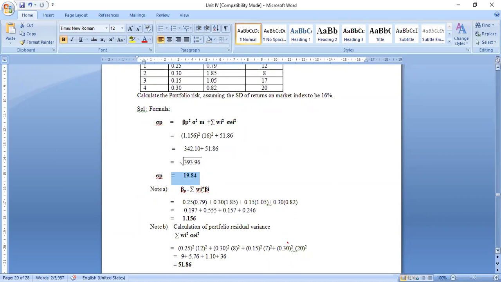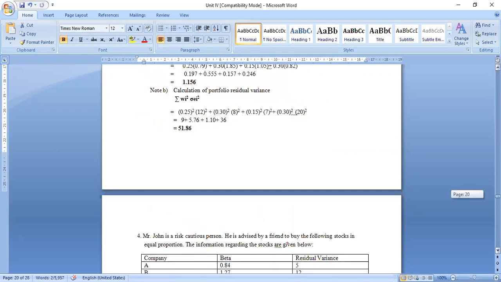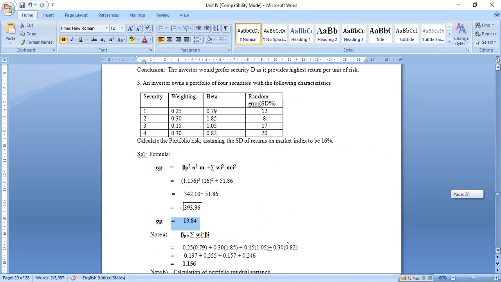During calculation, I request students to cross verify the calculation. If somewhere you feel there is some mistake, you can notify me and put that in the chat box. So if problem number 3 is clear, then we will move on to the next problem. So I assume it is clear.